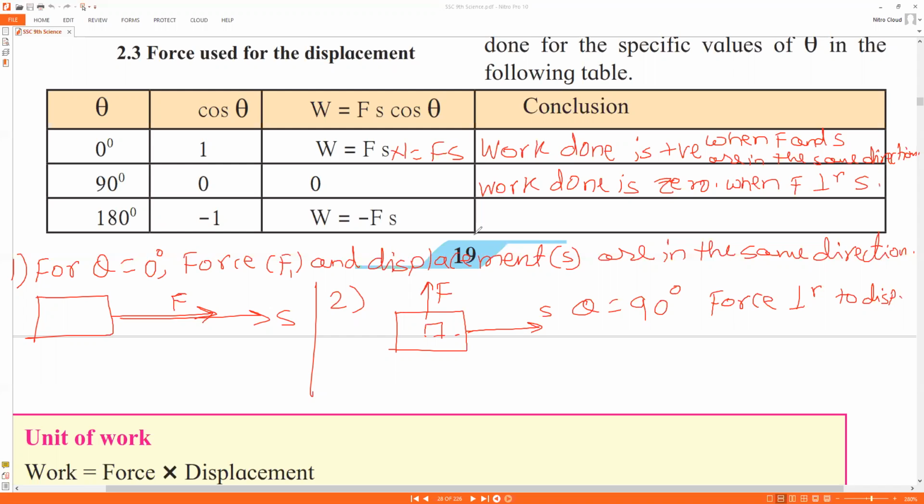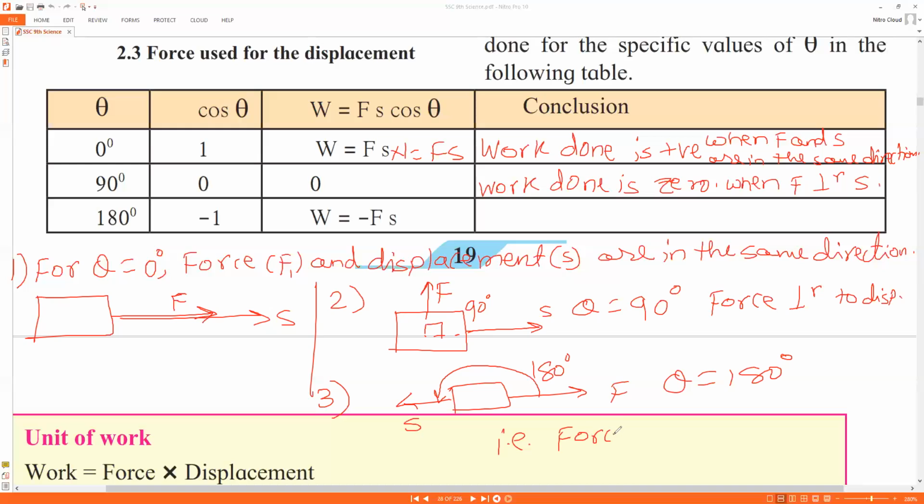S means displacement. And finally, the third case: when the force is towards right, let's say, and the displacement is towards left, or the force and displacement are oppositely directed, then theta, the one you see on your protractor, from 0 to 180, is going to be 180 degrees in this case. So theta is 180 degrees.